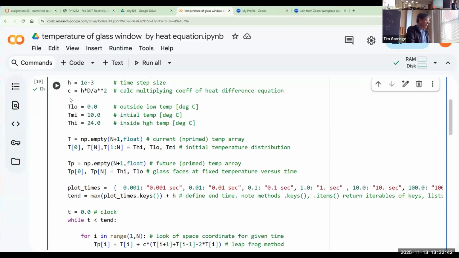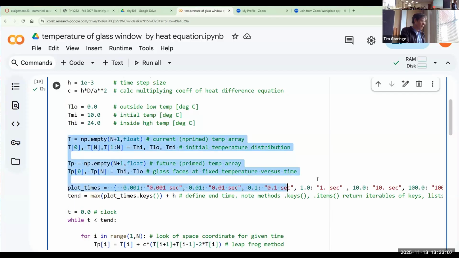Okay, we were going down to the initial conditions, weren't we? Which is here. So this is the outside temperature, T low. T high is the inside temperature, and T middle is the initial temperature of the glass that somehow I magically arranged. So we define those as variables here.